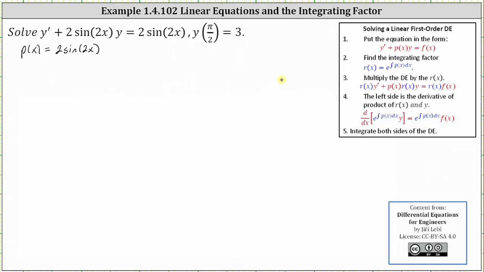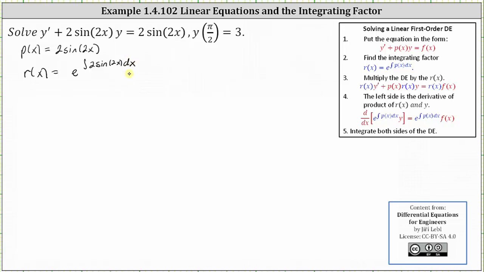Next, we determine the integrating factor, which is r of x equals e to the power of the integral of p of x dx, which gives us r of x, the integrating factor, is equal to e raised to the power of the integral of 2 sine 2x dx. And now let's work on the integral.